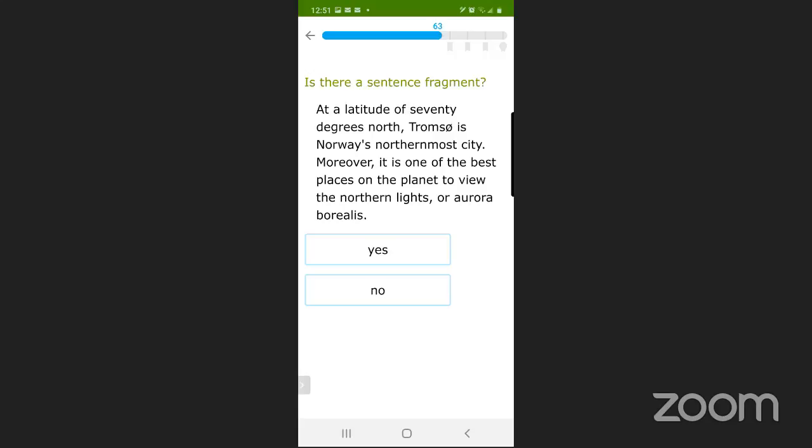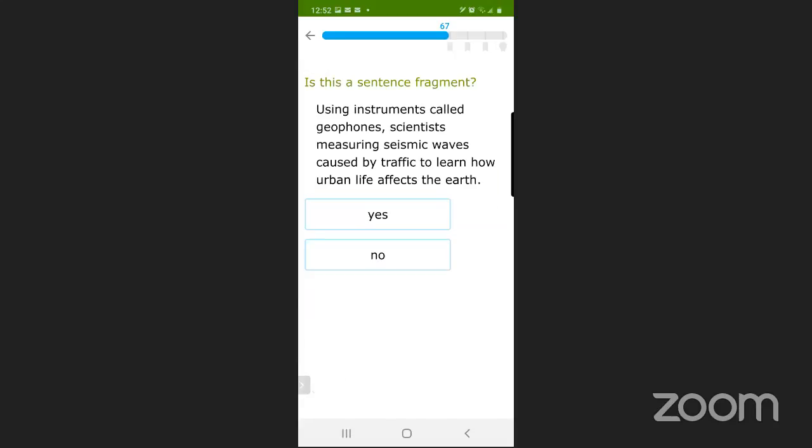What about you, Alina? Do you understand? Yes, I do. Do you find it complete information or do you think it's a fragment? A fragment. Fragment. What about you, Aisha? She said it's a fragment. I say no. It did have a subject, it did have a verb, it did have an object. Okay, let's try new. Is there a sentence fragment? Using instruments called geophones, scientists measuring seismic waves caused by traffic to learn how urban life affects the earth.